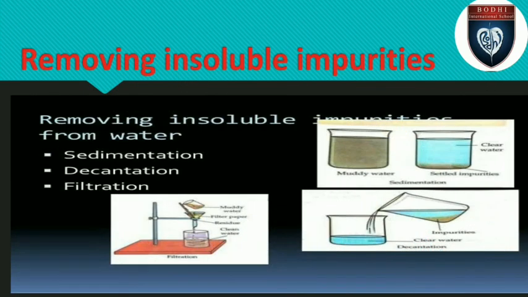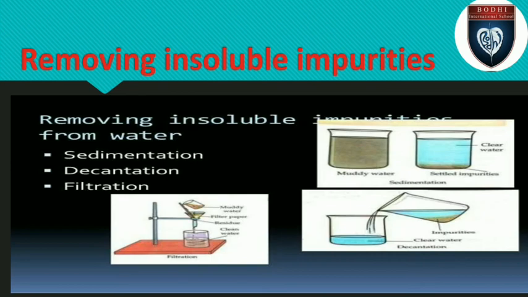Removing insoluble materials. Insoluble impurities can be removed by using two different methods: sedimentation and decantation. When water is allowed to stand in a container for a few hours, the impurities settle down at the bottom of the container. This process is called sedimentation. The clean water is now poured into another container without disturbing the settled impurities. This is called decantation.